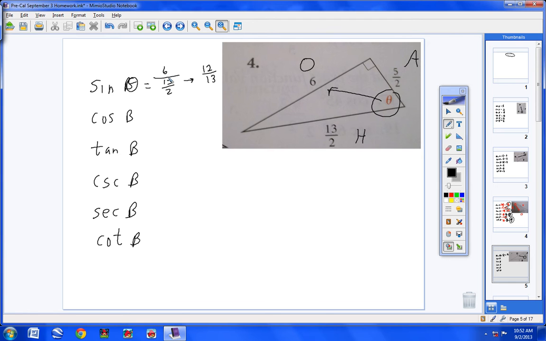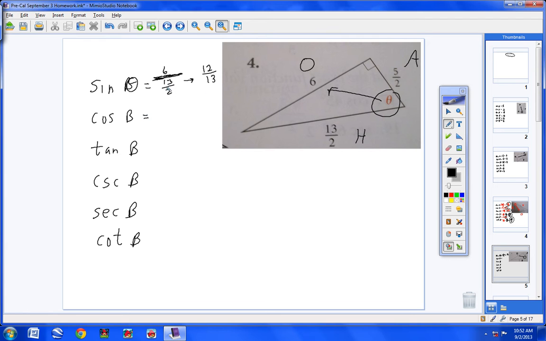So we don't want, well, Mr. Garrett, what's wrong with this answer? You don't want a decimal within a fraction. You don't want a fraction within a fraction. That's totally unorthodox and not simplified, okay? So 6 divided by 13 over 2 is 12 thirteenths, okay? Your calculator should do that for you.